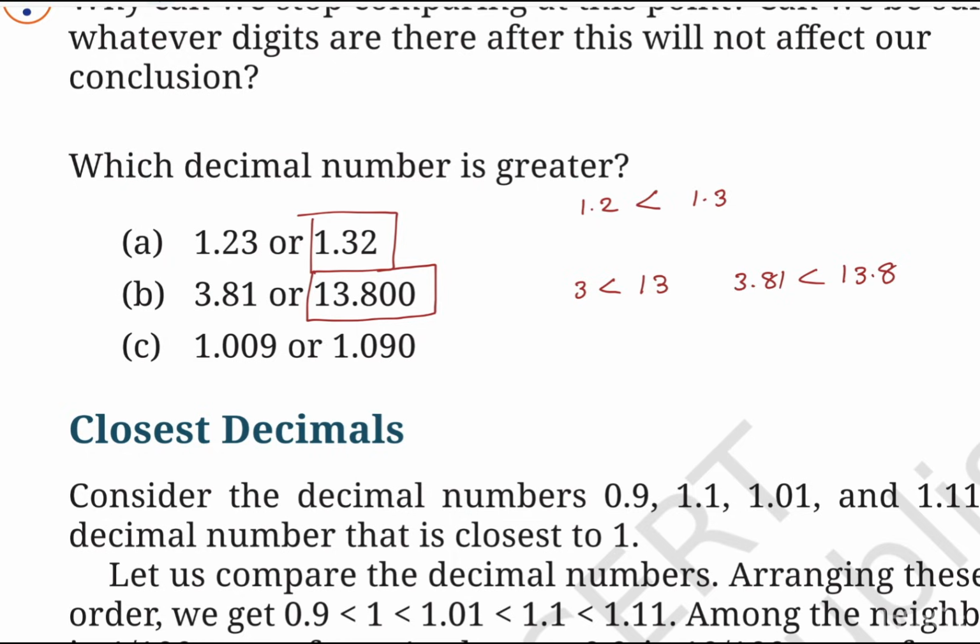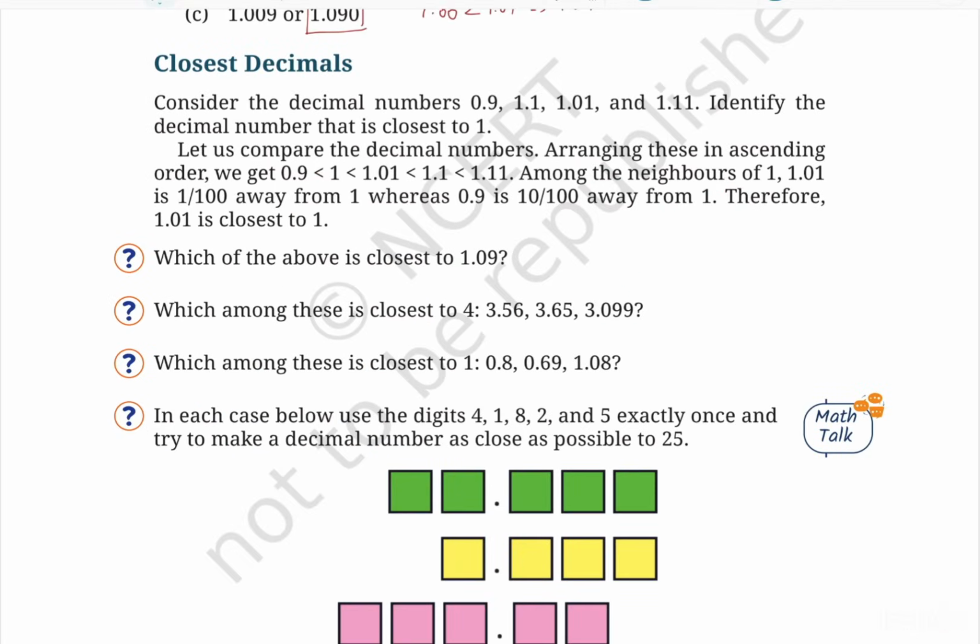Next we have 1.009 or 1.09. First considering the units equal, the tenths 0 equal, the hundredths here 0 and here is 9. So we have 1.00 which is less than 1.09. So we can write 1.009 is less than 1.090. 1.09 is the greater number.